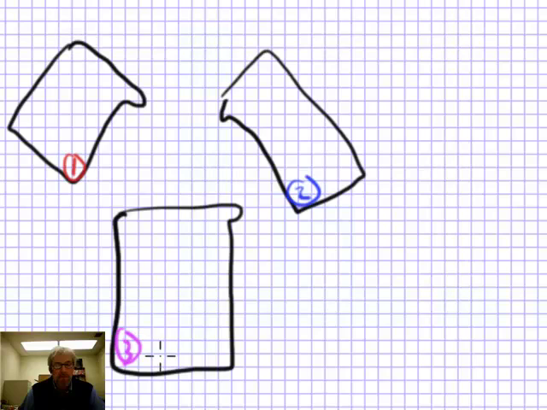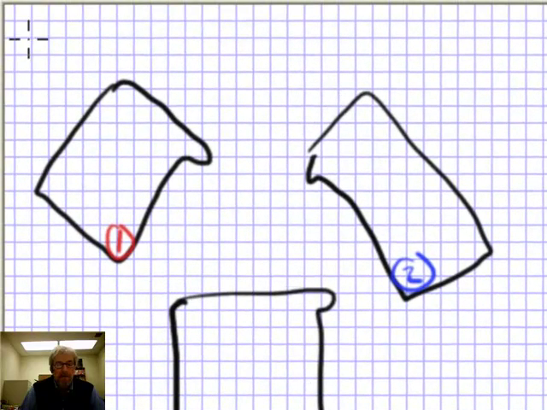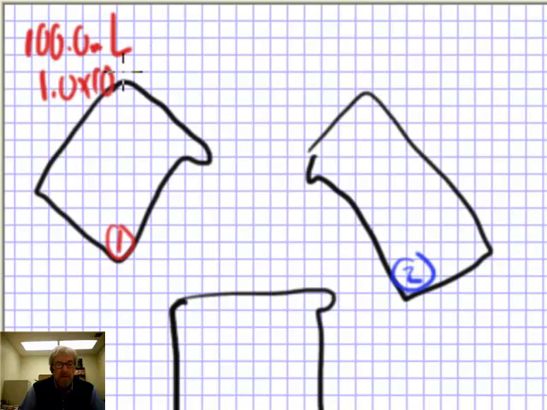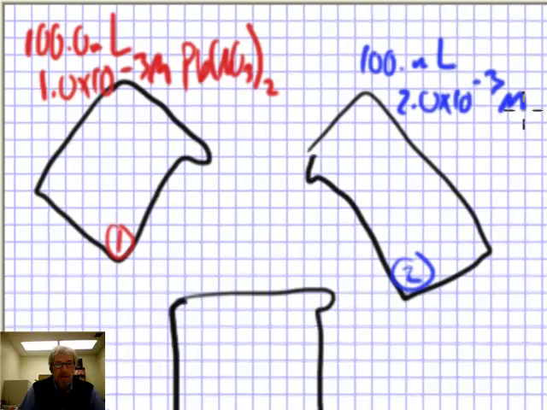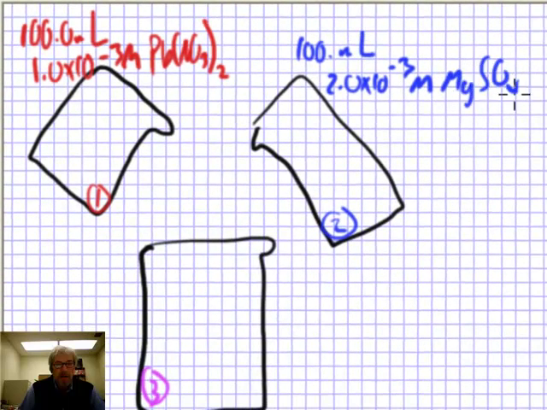So what do we have here? In beaker number 1, we have 100.0 milliliters of a 1.0 times 10 to the negative third molar solution of lead 2 nitrate. In beaker number 2, we have 100 milliliters of a 2.0 times 10 to the minus third molar solution of magnesium sulfate. In beaker number 3, well, we're going to have all of these ions together.